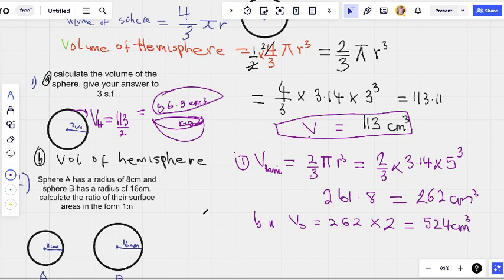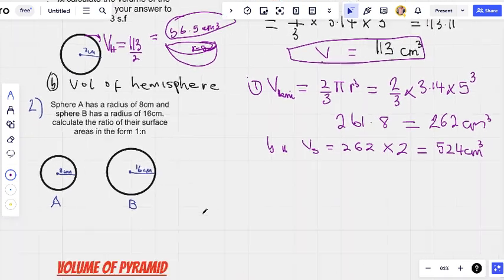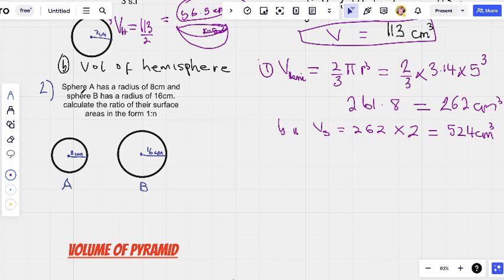Is that okay? So that's that for that. Now let's go to another question. In this question, we have A and B. Sphere A has a radius of 8 centimeters and sphere B has a radius of 16 centimeters. Question number 2: calculate the ratio of their surface area in the form of 1 to n.